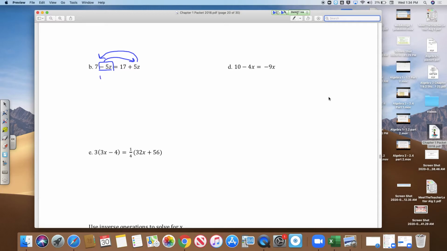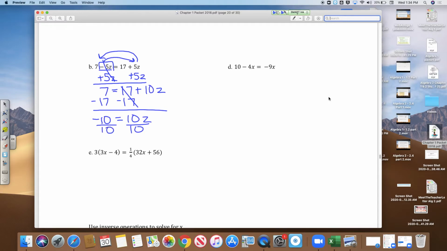To do that, I would add 5z, which is the opposite of subtracting it. When I add 5z to both sides, those cancel out, and I'm left with 7 equals 17 plus 10z. Now this is a whole lot simpler. I would subtract 17 from both sides. 7 minus 17 is negative 10. So I get negative 10 equals 10z. Dividing both sides by 10, I get negative 1 is equal to z. So my answer here is negative 1.